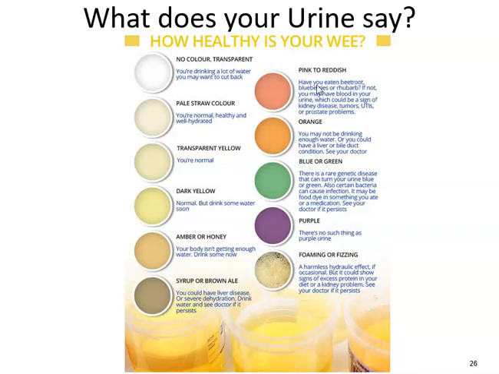If it's pink or reddish, either you've eaten too many beets or too many blueberries or even rhubarb. If not, you may have blood in your urine, and this could be a sign of lots of things: kidney disease, tumors, prostate problems, or even UTIs. If it's orange, you may not be drinking enough water, or you could have a liver or bile duct condition. If it's blue or green, yes, some of it can be blue or green. It's a rare genetic disease that can turn your urine blue or green. So also there's certain bacteria that can cause this infection.